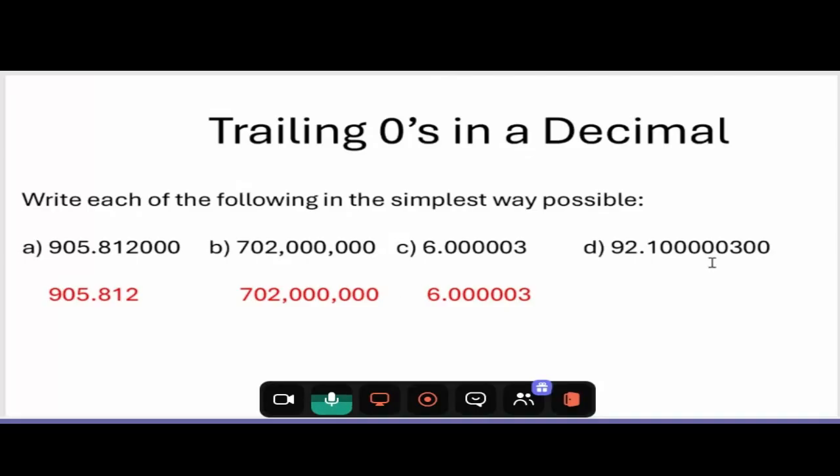And the last one here, these zeros are all important because you can't just move that 3 all the way over, but the trailing zeros after the decimal are not. So that would be the simplest way to write that number. Drop off any trailing zeros after the decimal.